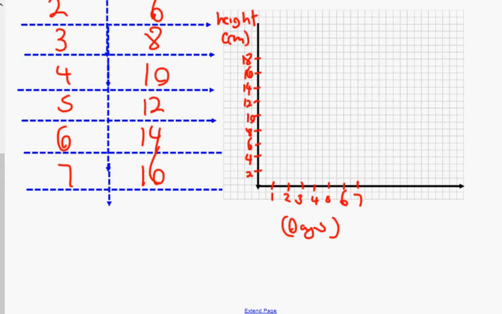Now I've got to draw my graph. When you're drawing your graph, keep the points really small. So on day 1, what height am I? 6. Day 2? 8. Oh, sorry, day 1 is 4, excuse me.